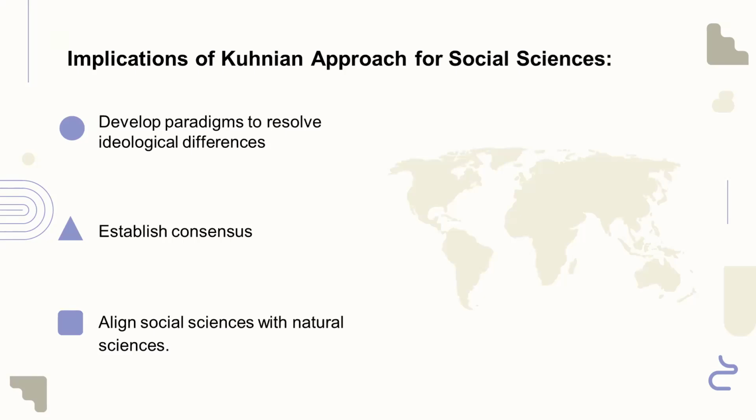Here are some implications of the Kuhnian approach for social sciences. Kuhn mentioned three steps for applying the Kuhnian approach in this field. The first one is to develop paradigms to resolve ideological differences. In social science, there are lots of methodologies to follow, so Kuhn suggests following a unified method for all. Then establish consensus among scientists or researchers. And the last step is to align social sciences with natural sciences.